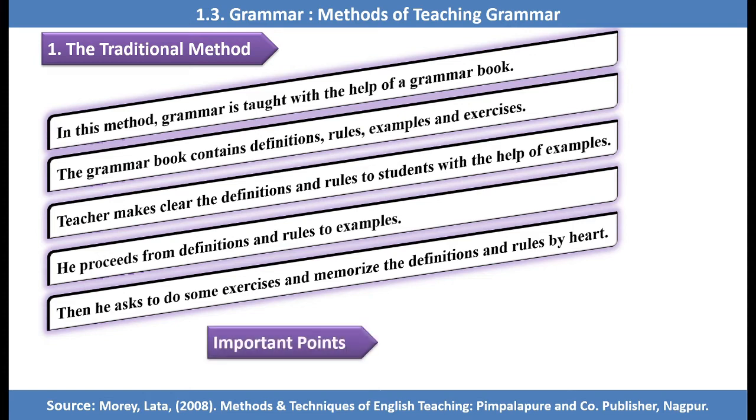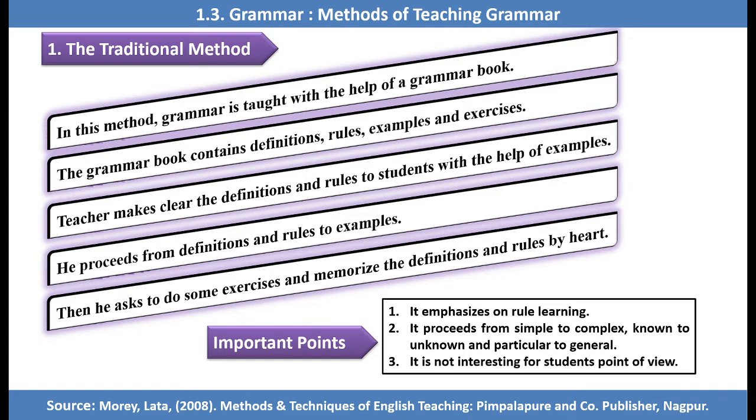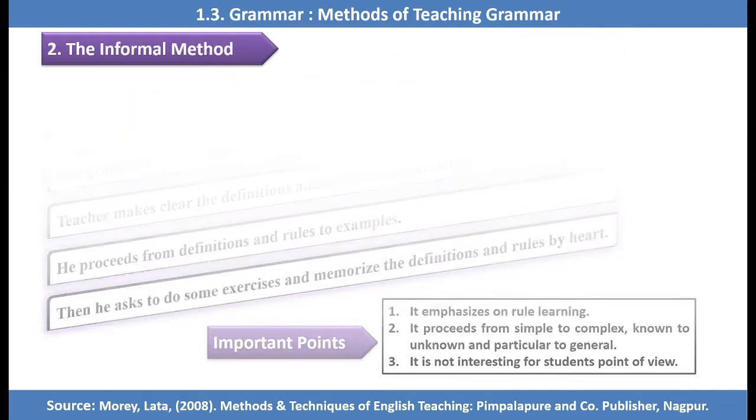The important thing about this method is that it emphasizes rule learning. Rule learning is a very important thing in this method. It proceeds from simple to complex, known to unknown, and particular to general. Those maxims are followed here. So it is not interesting from the students' point of view. These are some merits and demerits we have discussed in general. So I hope you understood the traditional method.